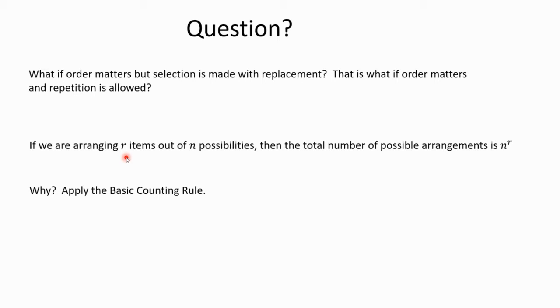So if we are arranging items out of n possibilities, right? So we have n possibilities. We're arranging r of them. The order does matter, but repetition is allowed. Then we have n to the r. And again, it's just a basic counting rule. Essentially, for each item in that list, you have n choices. So essentially, you're just using the counting principle. All right. Okay, so let's do some examples.